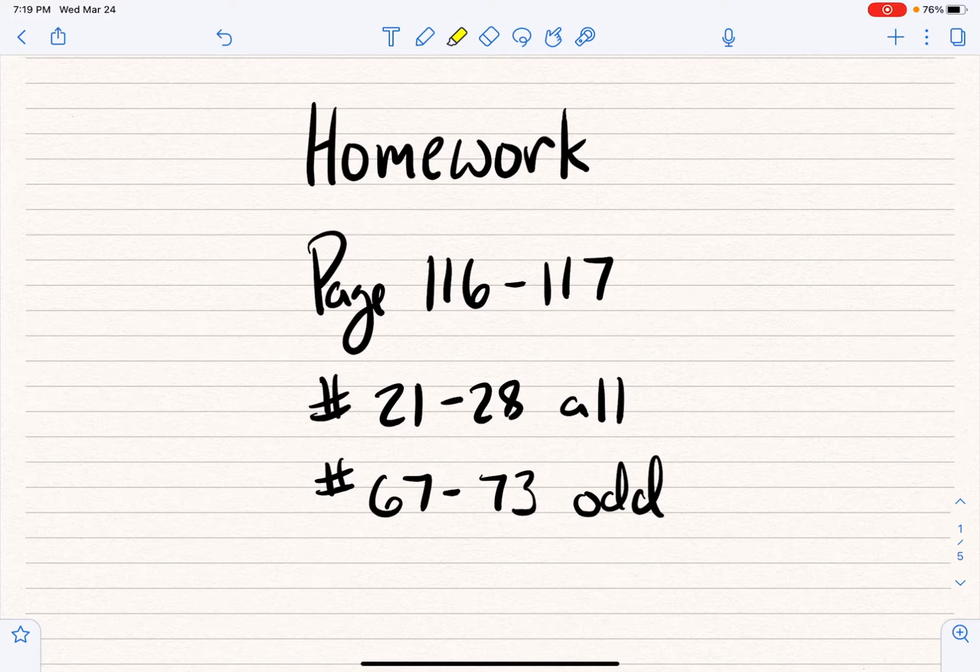I will tell you, my goal is that 21 through 28, all those problems went really well. You have a solid understanding about how to work and figure out those. My encouragement was for you to take a look at 67 through 73 odd. And I'll be honest, these problems were really great if you thoughtfully sat and tried to investigate them.